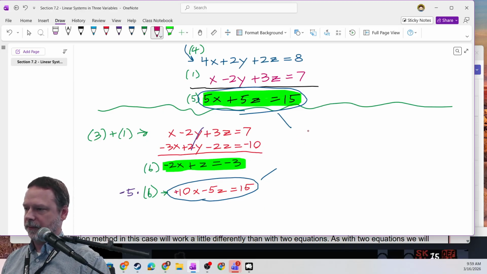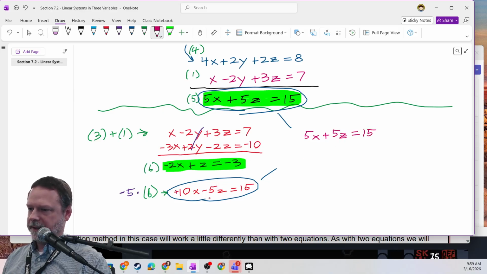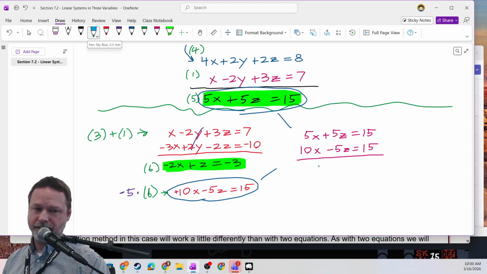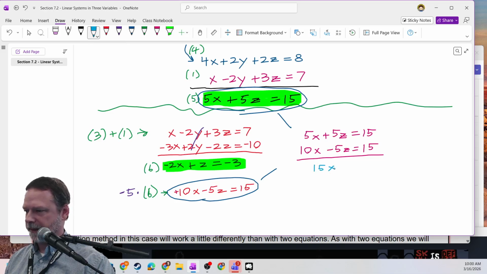So let's see here. What I'm going to get is 5x plus 5z equals 15. And over here I got 10x minus 5z equals 15. All right, we add those up. And what am I going to get? Yet another equation that should be true, because our assumption is what we started with was true. And using all these steps, we're keeping that trueness. It's all good. 5x plus 10x, 15x. These guys cancel out. 15x equals 30.